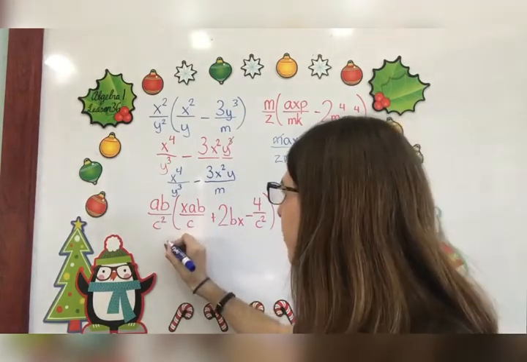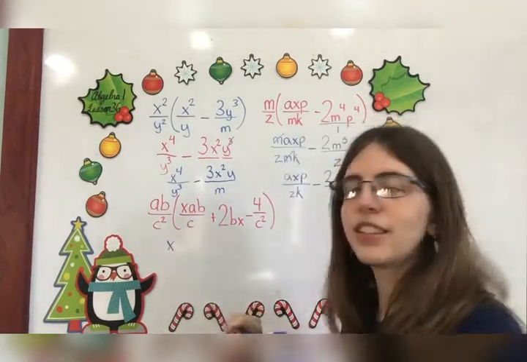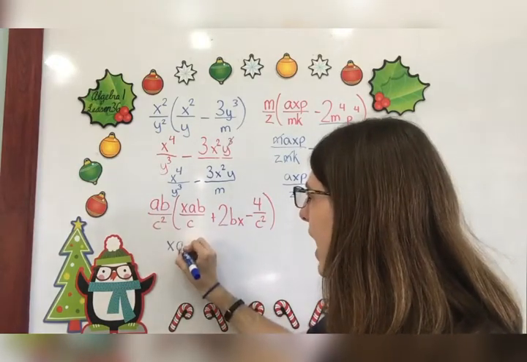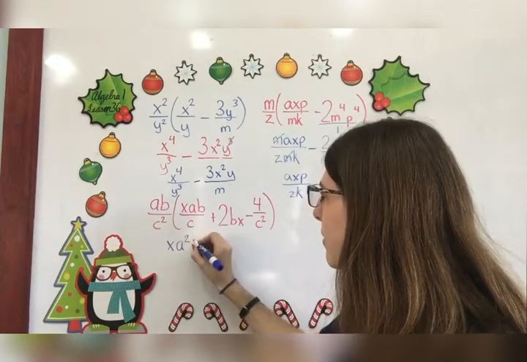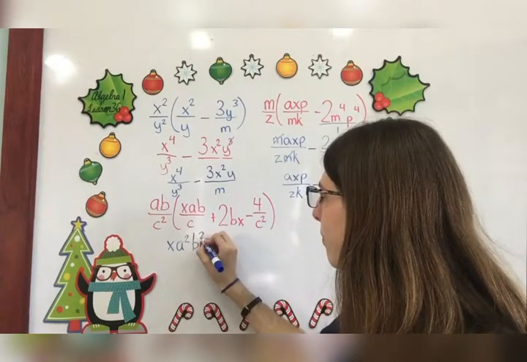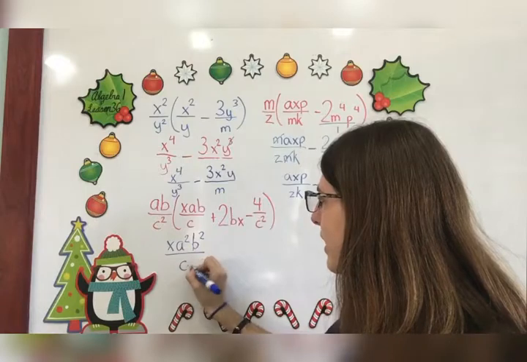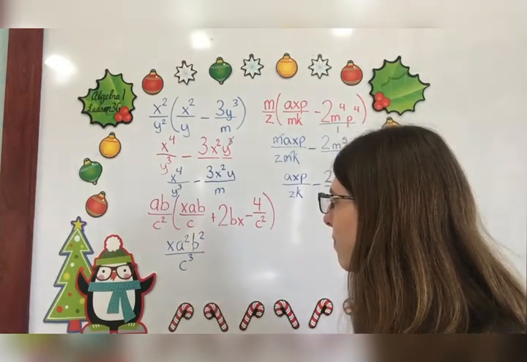Well, that leaves me with x. There's nothing that it's being multiplied by. a times a is going to give me a squared. b times b gives me b squared. Over c squared times c, well, that's 3 c's, so it's c cubed.